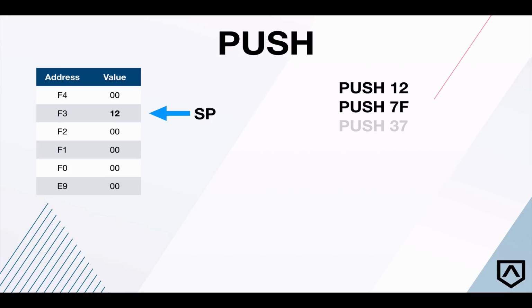So let's do the same thing again. Let's push 7F onto the stack and see what happens. Same procedure. First, we decrement the stack pointer from F3 to F2. Then we want to store the value 7F at that address.